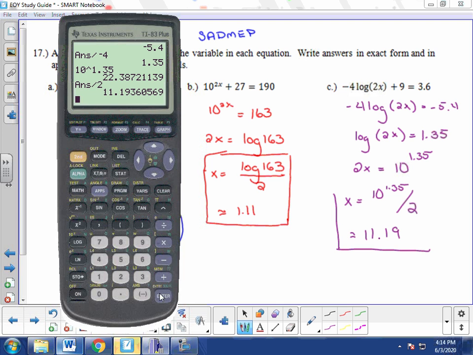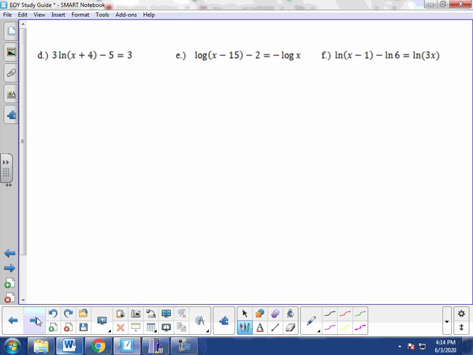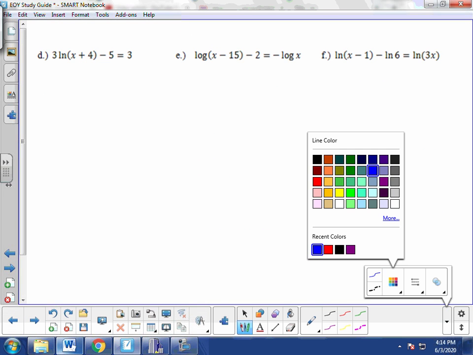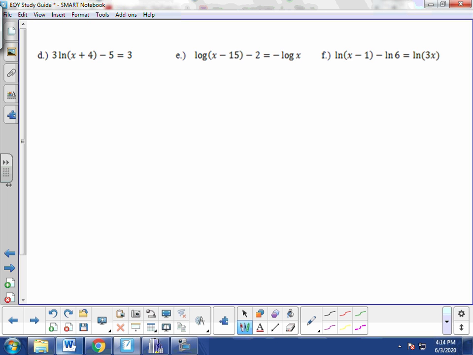So in each of these problems, we can follow the reverse order of operations to get x by itself, and then use our calculator to round. The same thing will be true about D. So in this case, I want to add the 5 to both sides. So this is going to leave me 3 times the natural log of x plus 4 equal to 8. And then I'm going to divide by 3.